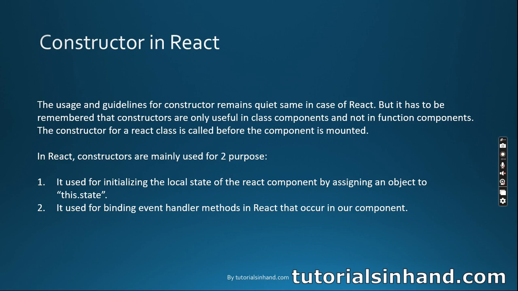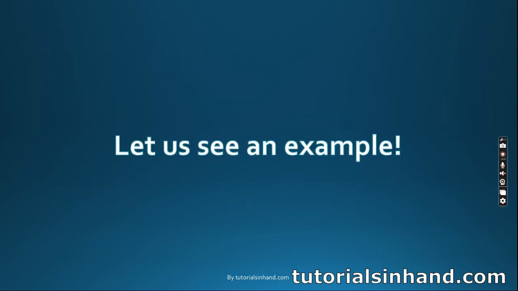The constructor for a React class is called before the component is mounted. In React, constructors are mainly used for two purposes. It is used for initializing the local state of the React component by assigning an object to this.state. Secondly, it is used for binding event handler methods in React that occur in our component, okay? So when you work with React class components, use constructors mainly for two purposes. One, to assign the local state variable to this.state, and secondly, to bind event handler methods within the constructor. So let us see an example.